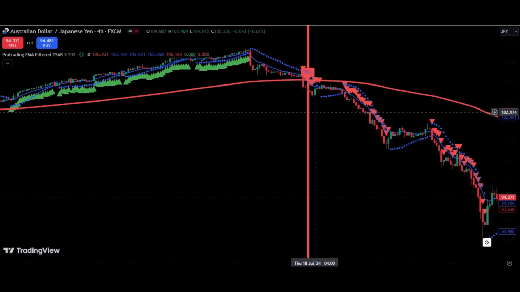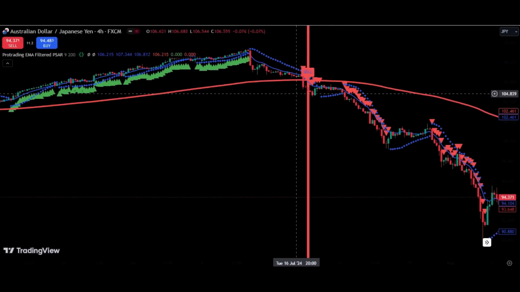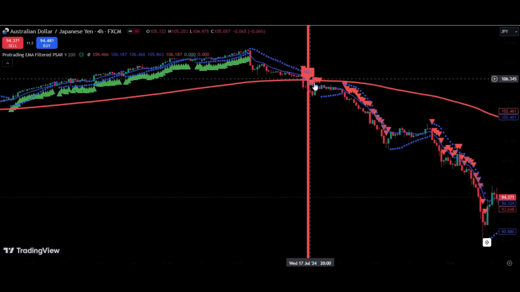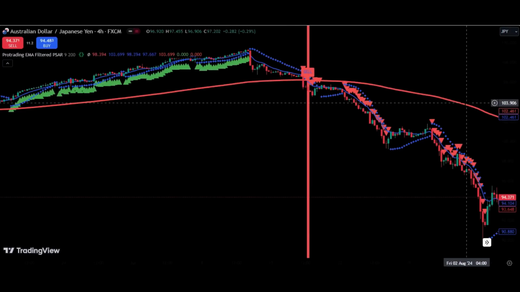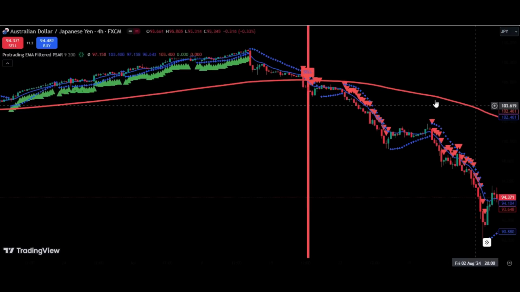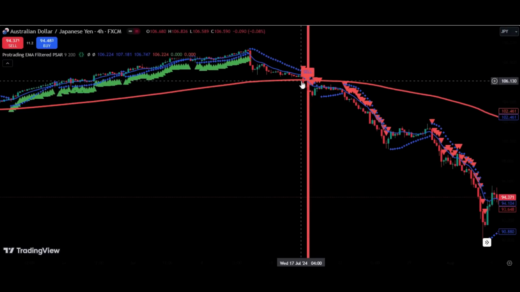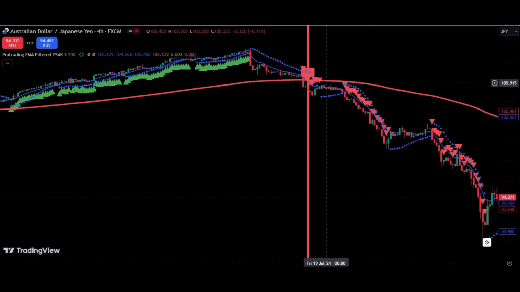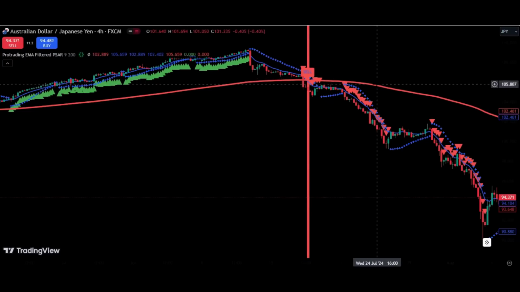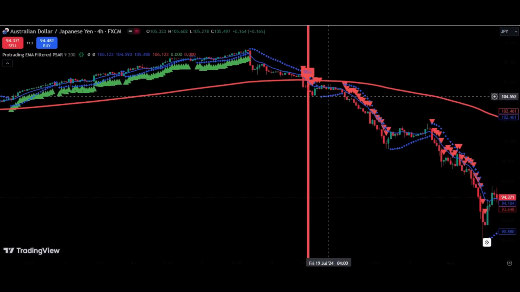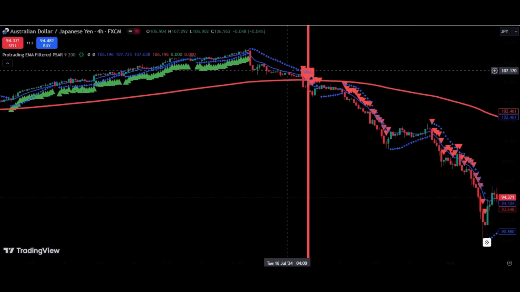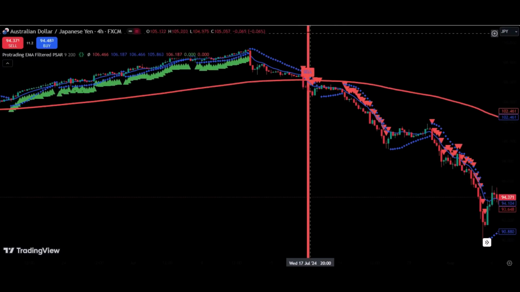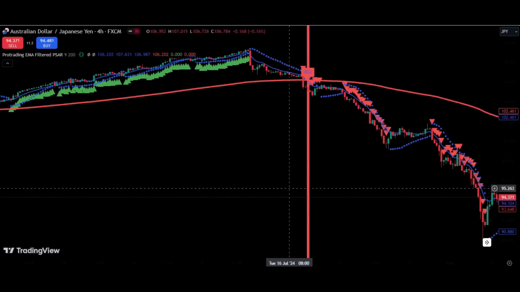Let me start by explaining the components of this indicator and guide you on how you can use it in your trading. The red line is the 200-day moving average. The 200-day moving average is the part of this trading strategy which helps us understand the direction of the trend. What we are looking for is the 9-day exponential moving average crossing the 200-day moving average, giving us this vertical line.